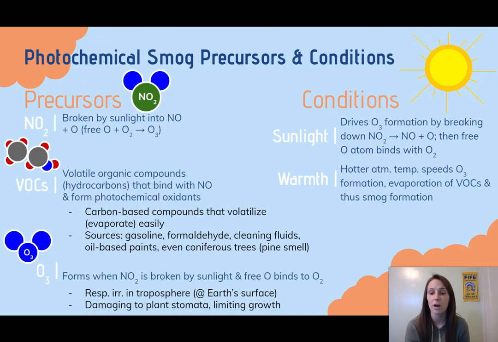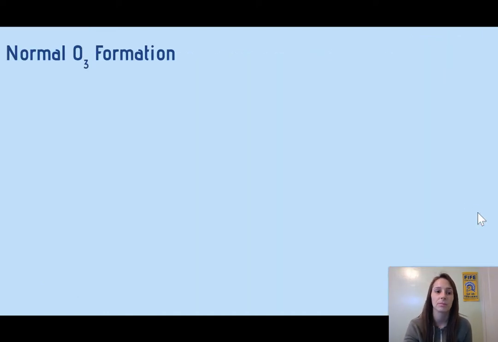Additionally, warmth. Hotter atmospheric temperatures are going to speed up this ozone formation. It's going to cause the VOCs to evaporate more, and thus it's going to cause more smog formation. So like in the summertime where we have more sunlight and more warmth, that's where we're going to be getting even more of this photochemical smog being formed.